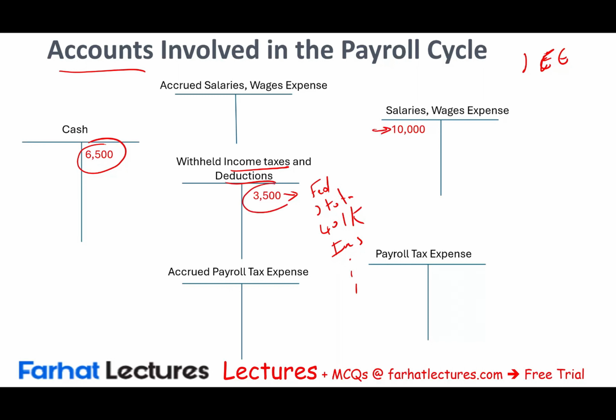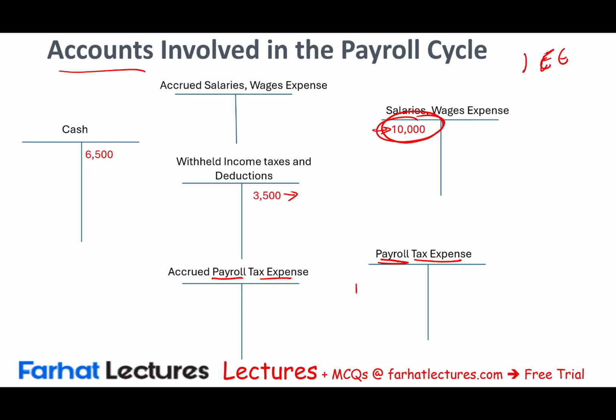Of that amount, we withheld 3,500, which are required withholding. Then the employee got 6,500. Now, in addition to that, the employer, because they have employees, will have payroll taxes. So you will have a payroll tax expense. What does that mean? In addition to paying the employee $10,000, the company will have certain payroll tax expense.